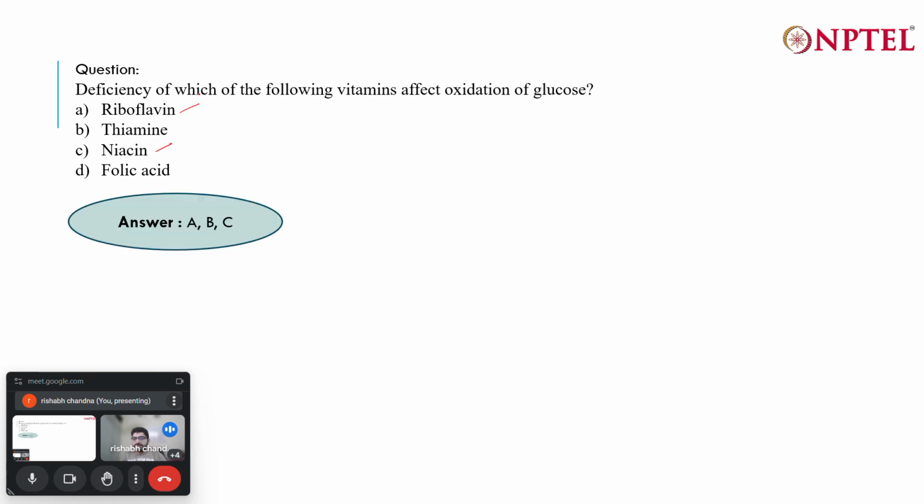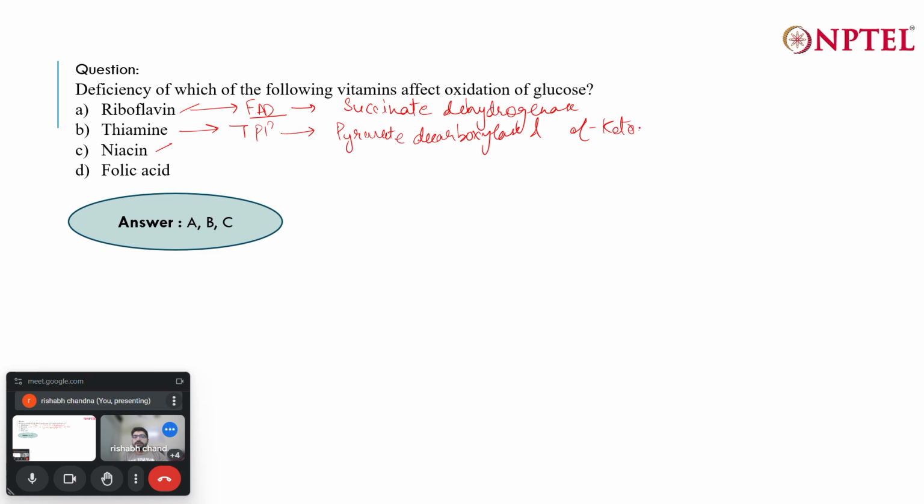Okay, so riboflavin is involved with FAD. So FAD is basically involved with succinate dehydrogenase. Okay. Then thiamine is TPP, thiamine pyrophosphate. This is involved with pyruvate decarboxylase and alpha ketoglutarate dehydrogenase.